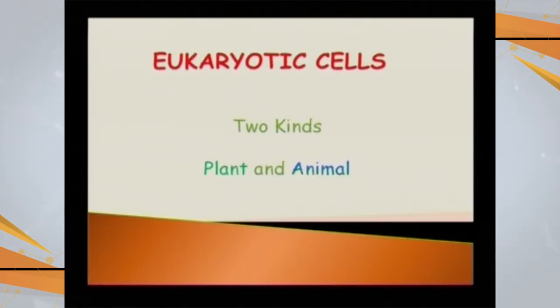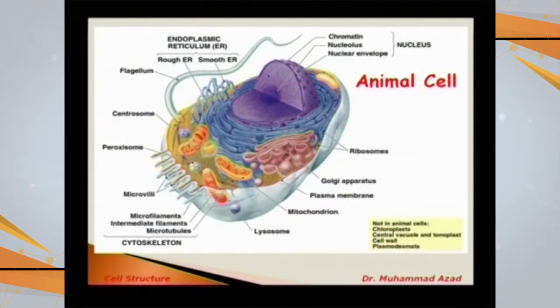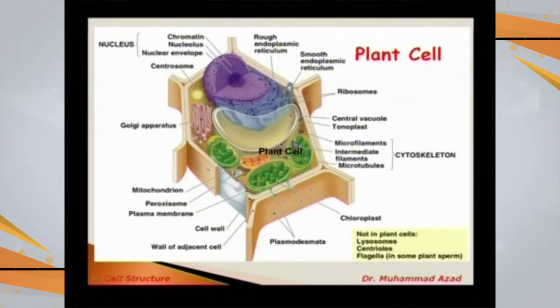Eukaryotic cells are classified into two main varieties, plant cells and animal cells. This is a classical animal cell. We have already discussed in detail the outer boundary and all the membrane bound and non-membrane bound organelles which are present in a classical animal cell. This is a plant cell we have already discussed. In addition to that, it has a cell wall and chloroplast, and centrioles are absent in case of plant cell.